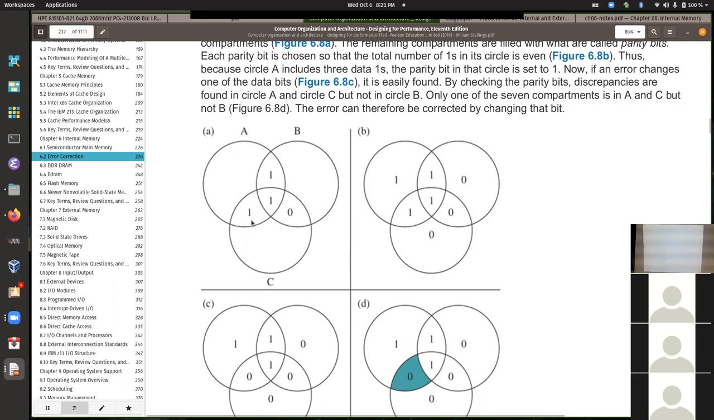Or if you do exclusive OR, so if you do an exclusive OR of one and one, that's a zero. Then if you do the exclusive OR of that zero with the one, that's a one. That would be your parity bit that you put here, right? Same thing for these others.